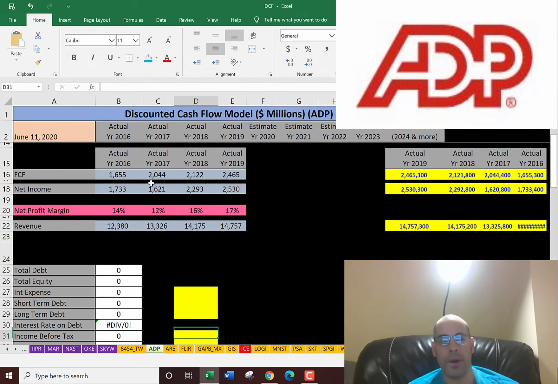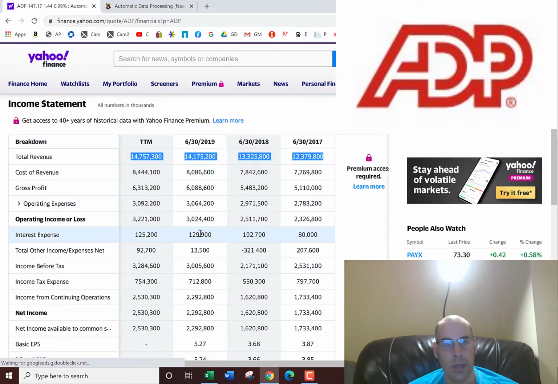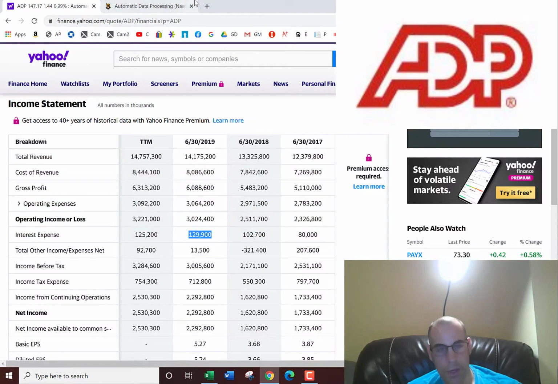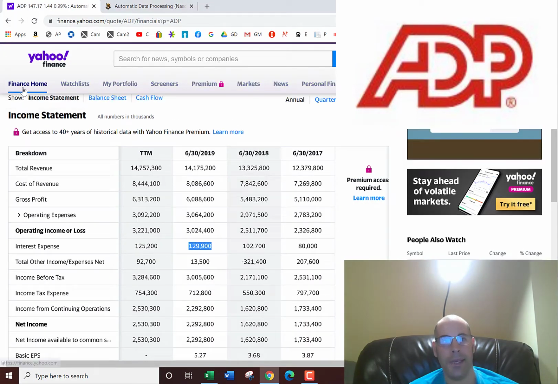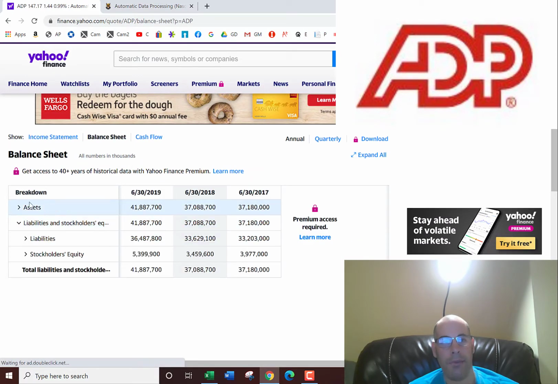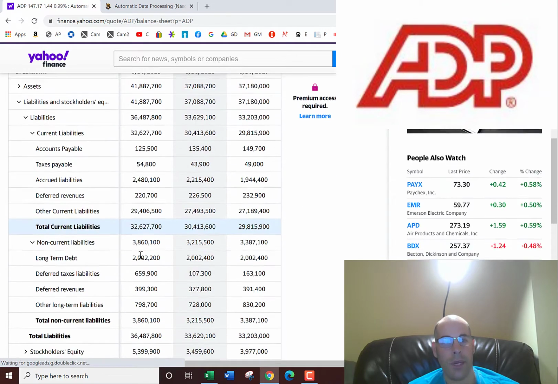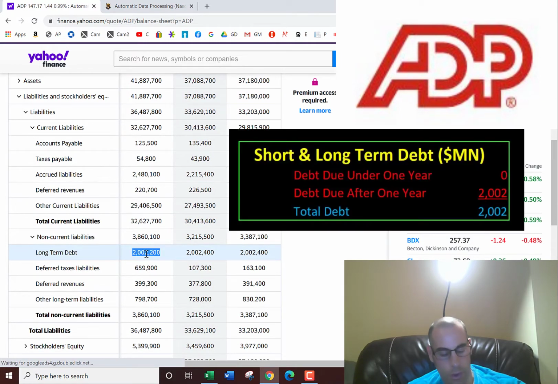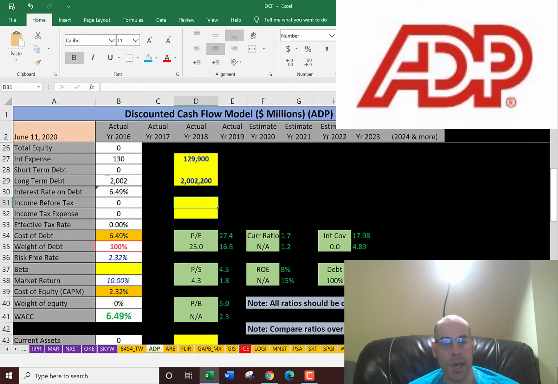Let's get the capital structure so we know what to discount the future cash flows by. The interest expense is $129 million. That's the interest this company pays on its debt. And we'll go to the balance sheet to see how much debt they have. We'll go to the liabilities section. No current debt. They do have $2 billion of long-term debt. That's debt due after 1 year. And they pay 6.5% interest on the debt.